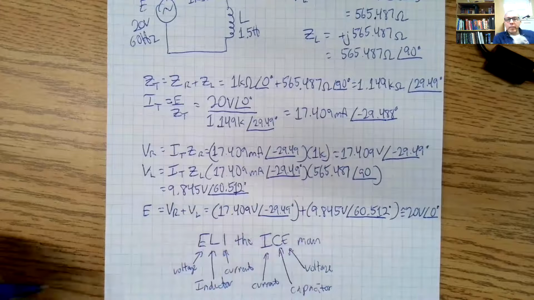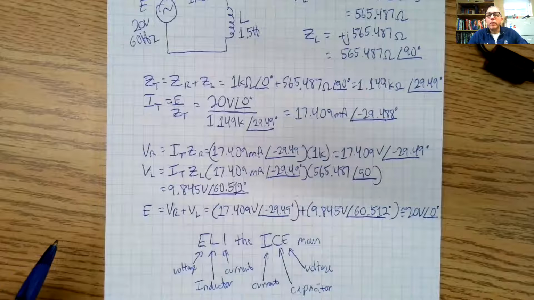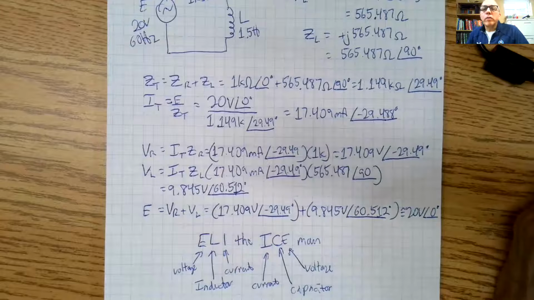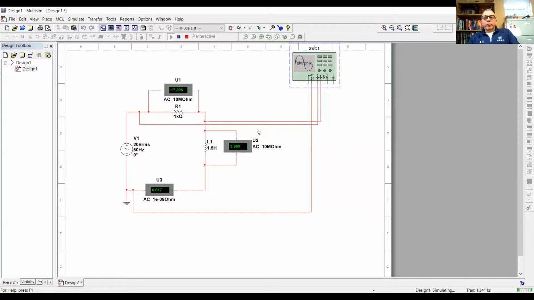So let's switch over to Multisim. I'm in Multisim now, and if I start the circuit, first of all, I just have meters measuring my voltage and current values. VR1 is 17.395 in Multisim, and we calculated 17.409. For VL, Multisim shows 9.869, and we calculated 9.845. So we're in the ballpark. And then our indicator is showing 17 milliamps, and we calculated 17.409.